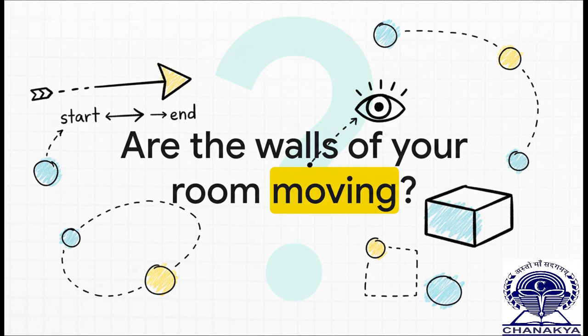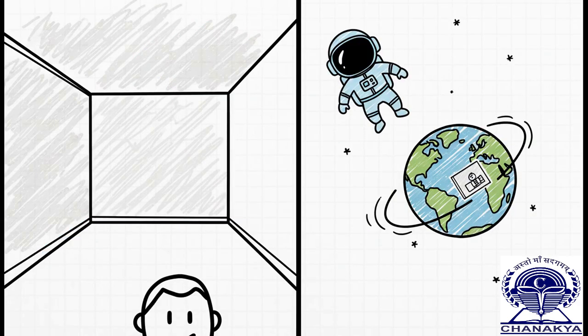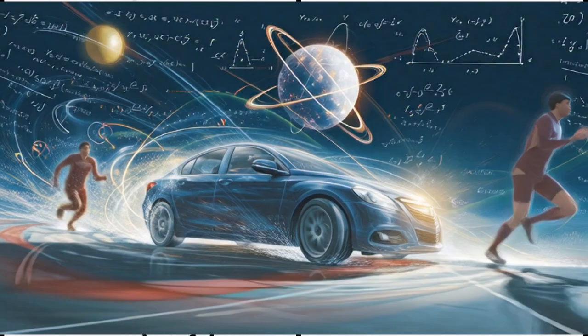Just look around at the walls of the room you're in. Are they moving? I mean, your first instinct is to say, no, of course not, they're walls. But what if I told you the real answer is, well, it's a bit more complicated than that. Because, really, it all comes down to your point of view. To you, sitting there, yeah, the walls are perfectly still.